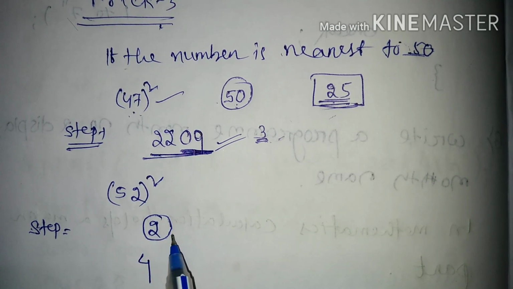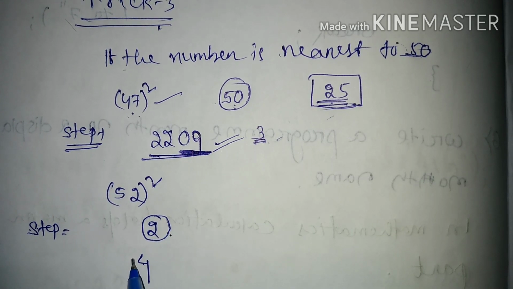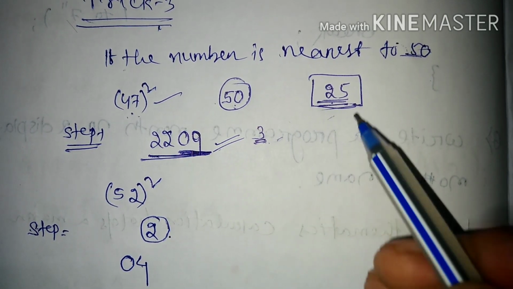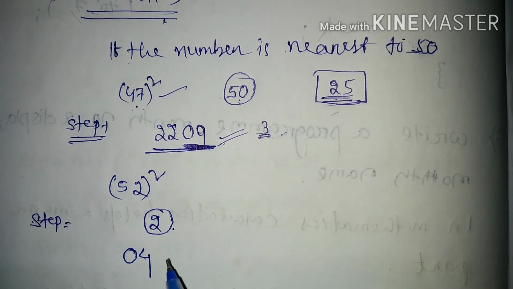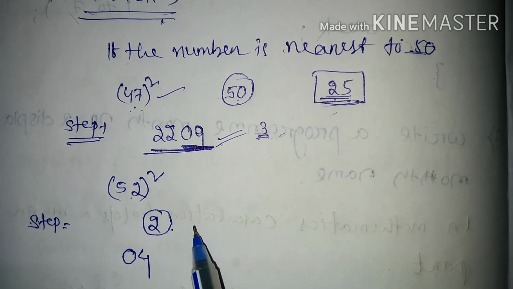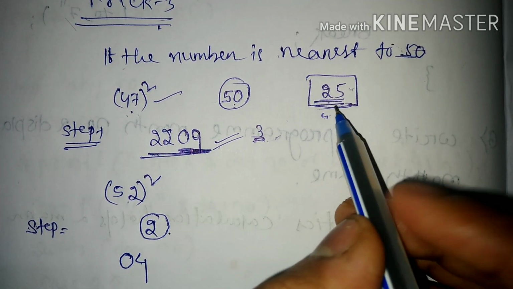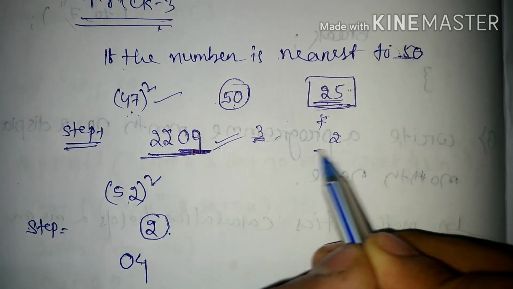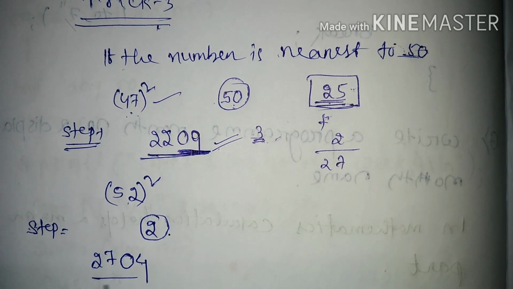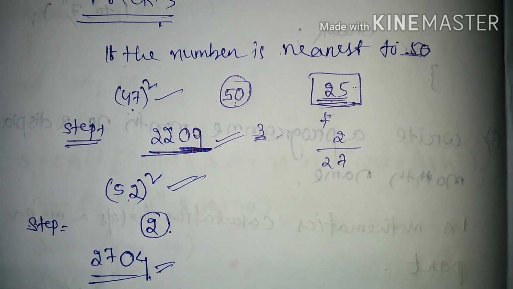It became a 1 digit number, so to make it 2 digits, we have to put 0. I told you previously. So then what is the second step? Here 52 is greater than 50 by 2. So we have to add this number to 25. So 25 plus 2 is 27. So take this number with this, 2704. So we got the number 2704, which is the square of 52.